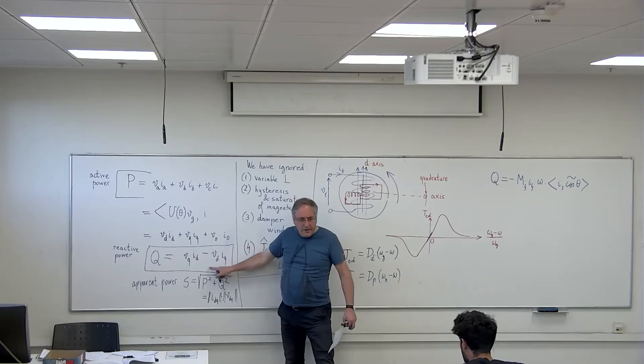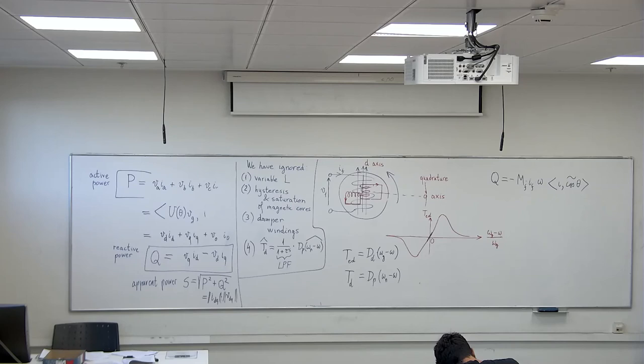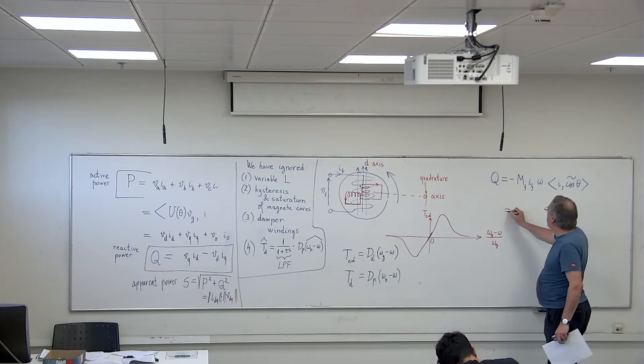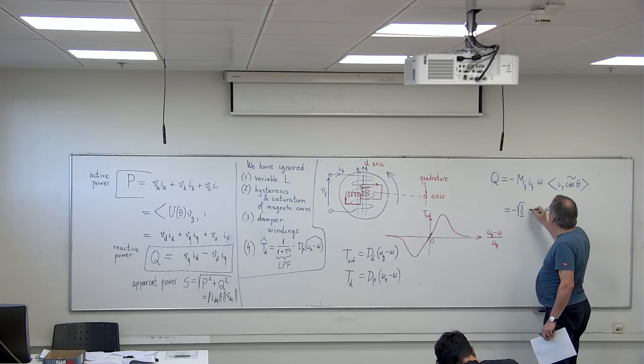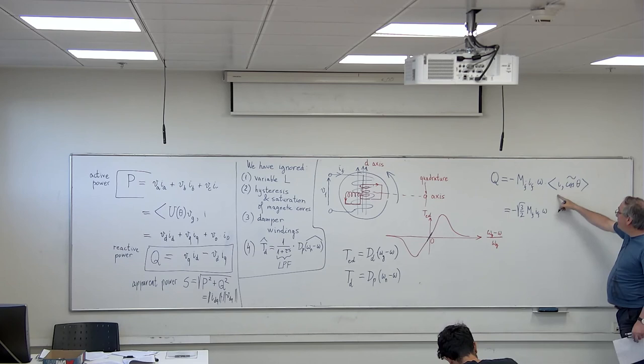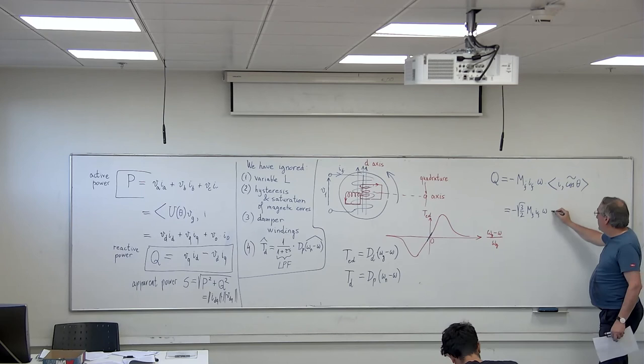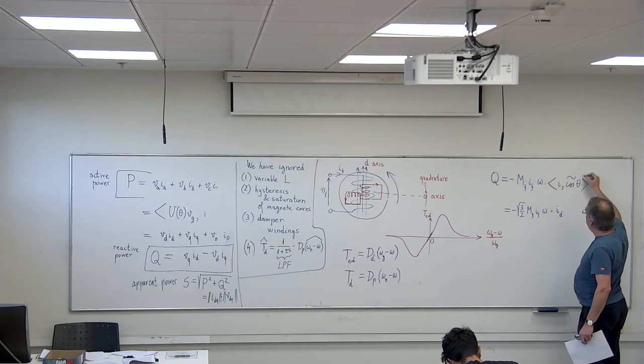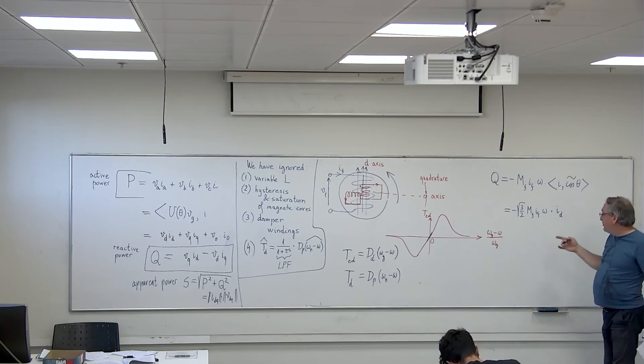Now, this expression of Q, if you want, you can express it also like this. You multiply here with square root of 3/2. And then this, you divide by square root of 3/2, and then you recognize that what is written here becomes the d component of I. Yes? So this inner product, if I multiply it with square root of 2/3, then it becomes a d component of I. So we have this formula for Q.